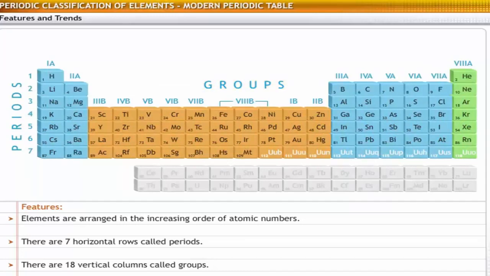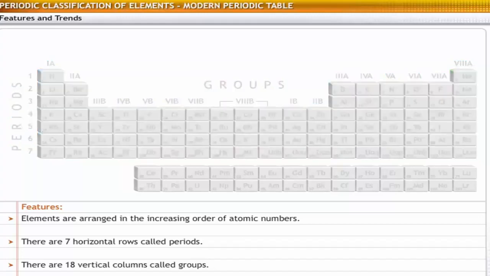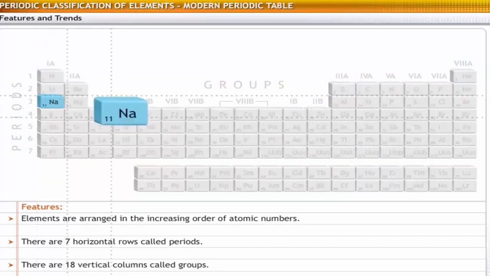Elements in the modern periodic table are arranged in 7 periods and 18 groups. You can locate an element in the periodic table by referring to the relevant period and group. For example, sodium belongs to the first group and the third period.